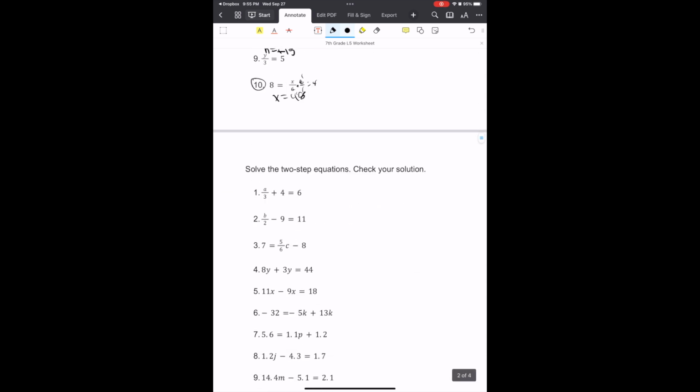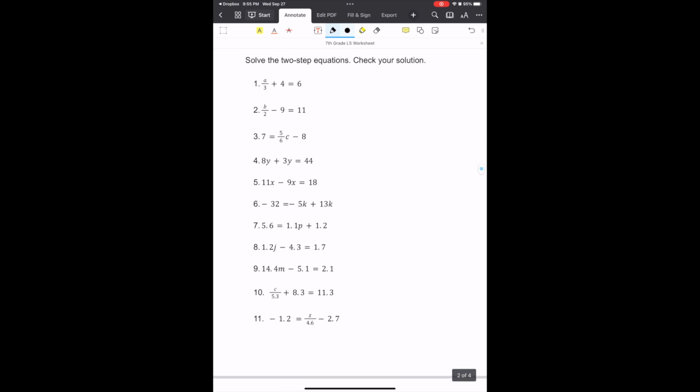Let's move on to solving the two-step equations. Check your solution. So this is like the same thing as we did before. It's just 2 steps now. So let's start with number 1. A over 3 plus 4 is equal to 6. So first, off the bat, we could subtract 4 from both sides to get a over 3 is equal to 2. Then you want to isolate the variable, so multiply by 3 by both sides. So this would equal a is equal to 6.